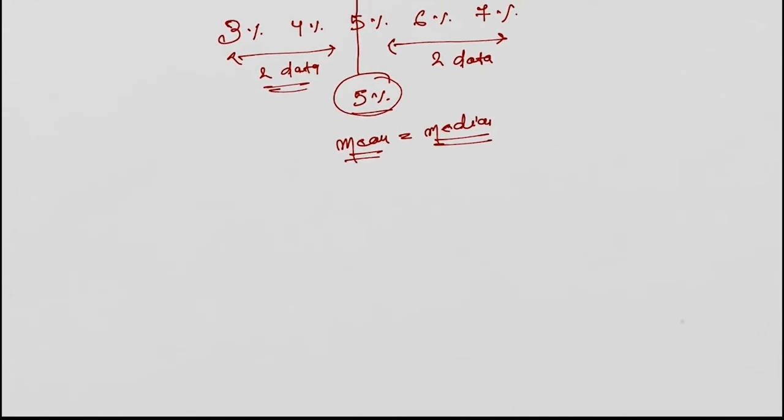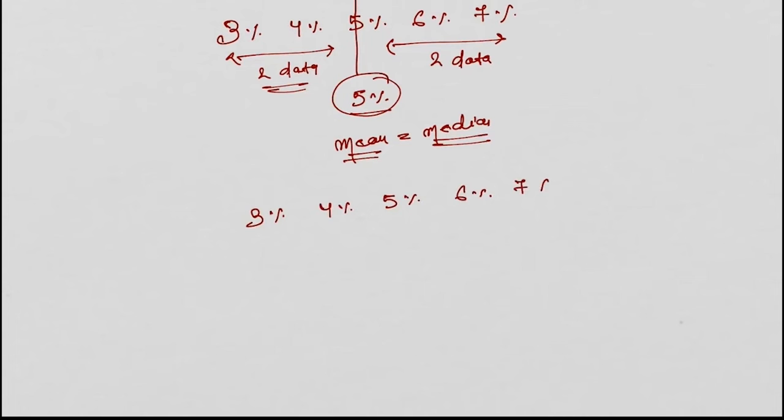Now, in the same data set, if I change the values to 3%, 4%, 5%, 6%, 7%, and 100%. What is the new median? The median is now 5.5%. What is the new mean? If you do the calculation, the mean will come to around 125 divided by 6, so it should be around 21%, or 20-plus percent. So I'm approximately writing it as the mean will be equal to 20%. So the mean is 20% and the median is 5.5%.